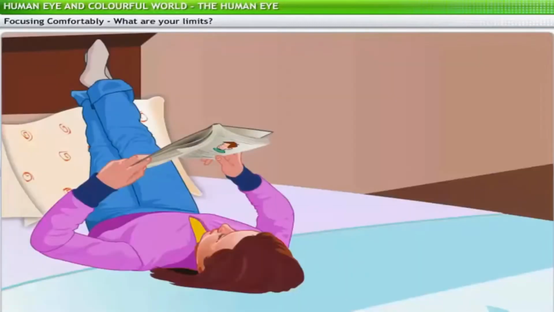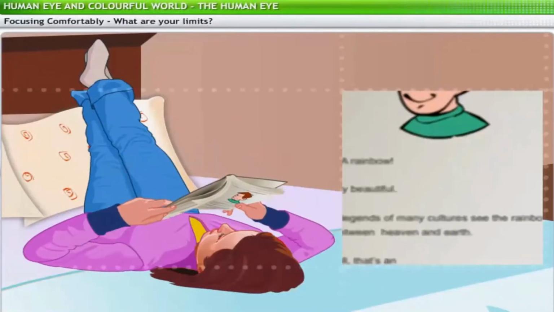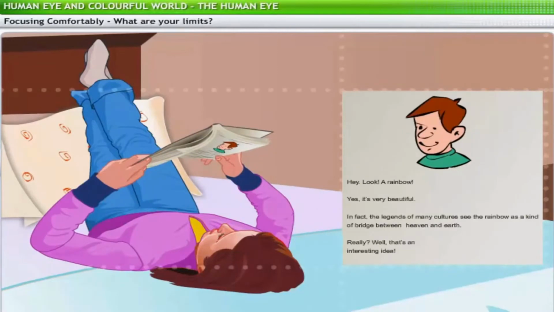Remember the times when your parents told you not to read in bed, or to keep the book further away from your eyes? Do you understand why now? In order to avoid undue strain on our eyes, we all need to ensure a minimum distance of 25 centimeters between our eye and our books while reading.